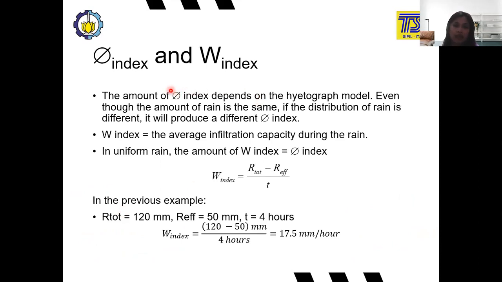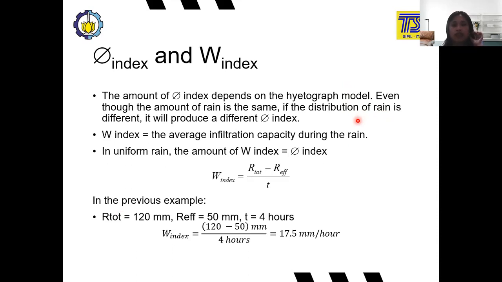And the amount of this V index depends on the hyetograph model. So even though the amount of the rain is the same, if the distribution of the rain is different, it will produce a different V index.